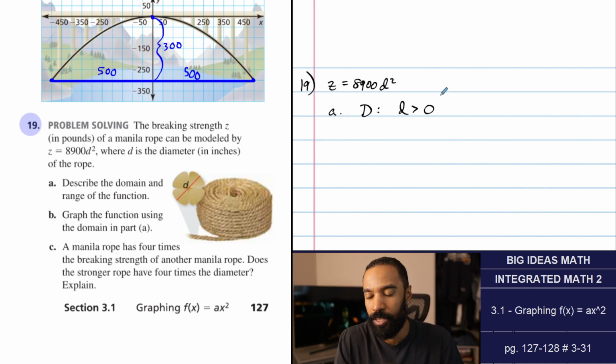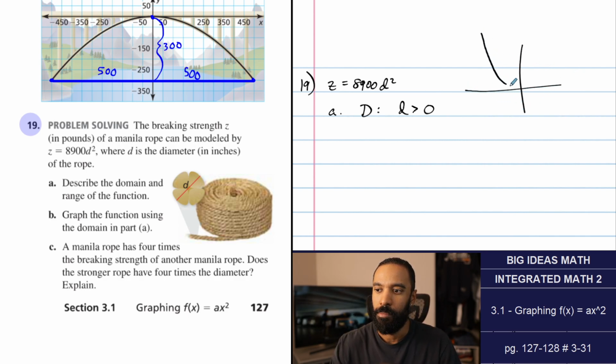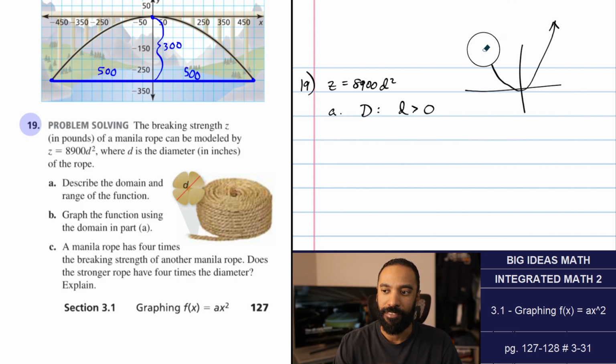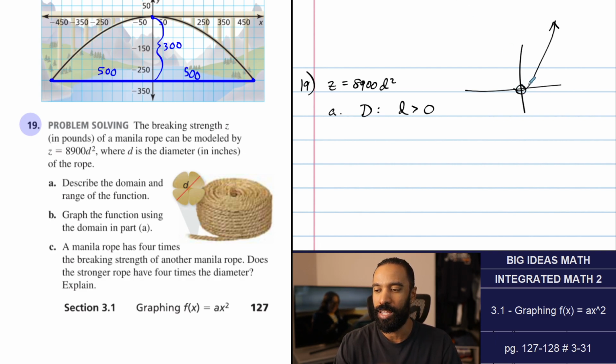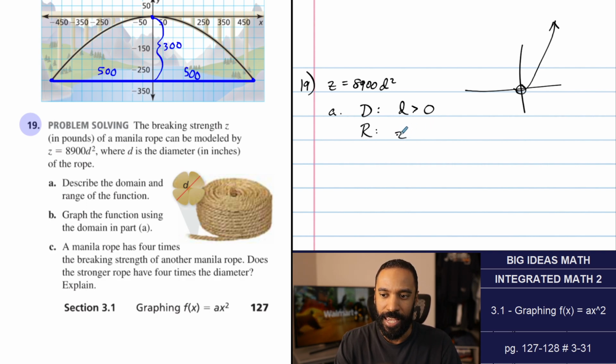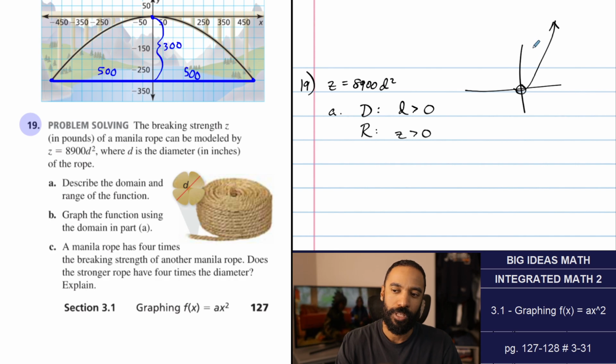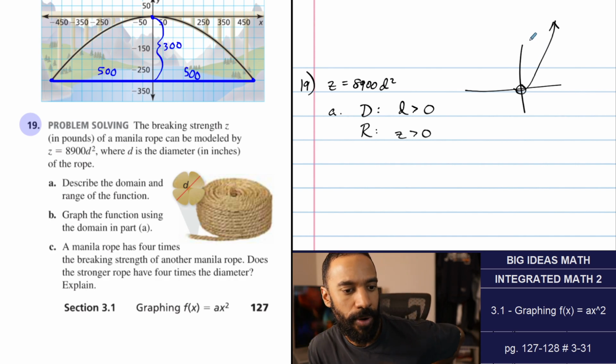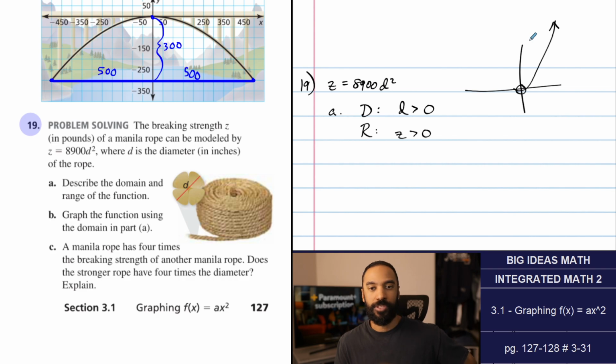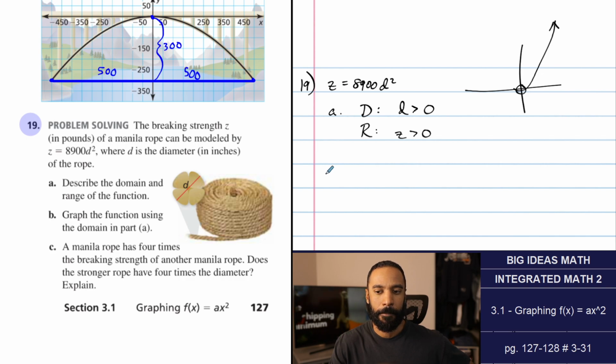Now the range can be limited based on domain, and this one's partially limited based on domain, because normally this graph would have gone like that. Obviously it's going to be very vertically stretched, but now we won't have a negative part of this, and guess what? We also won't be at the origin anymore either. So now the range is limited based on the domain. The range is Z being also greater than 0. Only positive numbers can come out from here when it comes to breaking strength in pounds. So Z has to be some number of pounds. It looks like it'd be greater than 0 based on that for A. Part B, graph the function. Well, I kind of did.